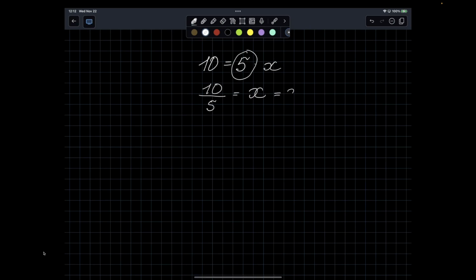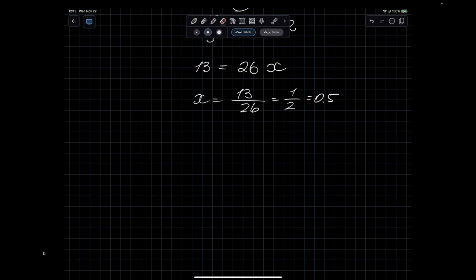5, which is 2. If I have, let's say, 13 equals 26 times x, how do I find x? I'm going to flip a little bit, and x is going to be, again, 13 stays, 26 goes into the denominator, which will be 1/2, or you can say 0.5.